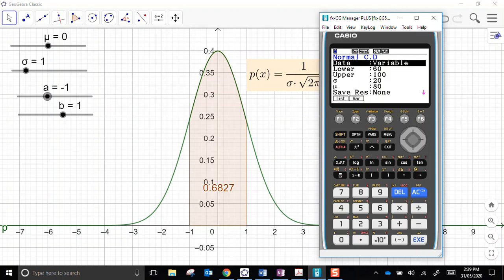Well, that's a nice little introduction, I hope, to get you a clear view of the difference between a standard normal curve and just a normal curve.